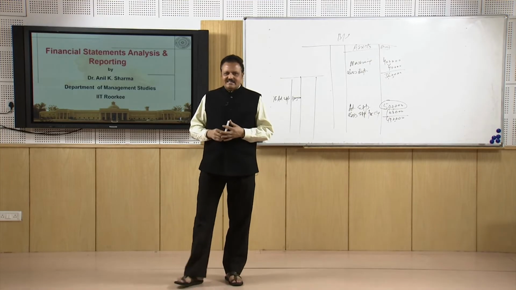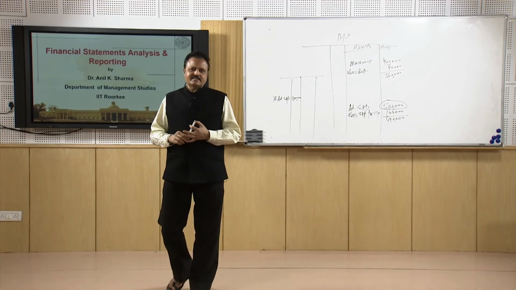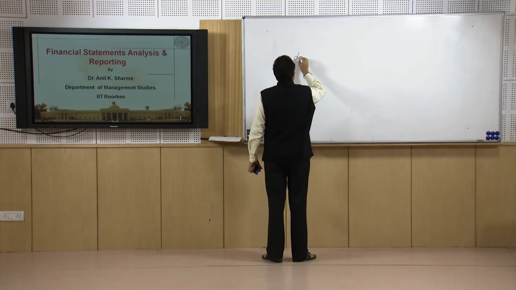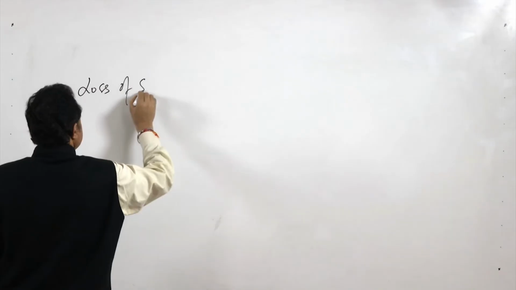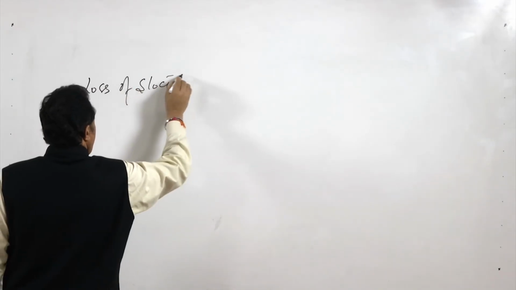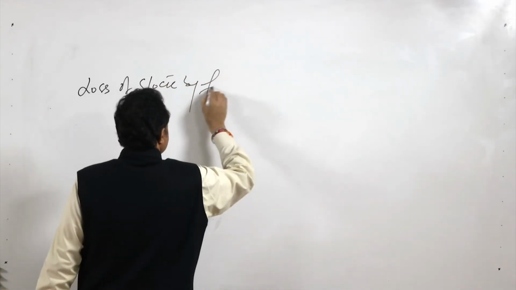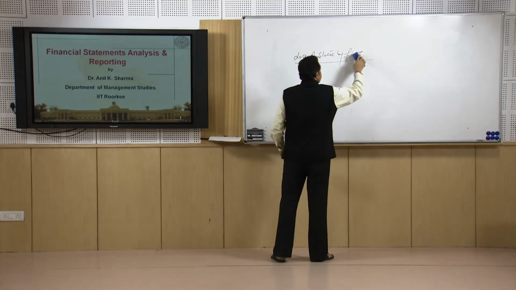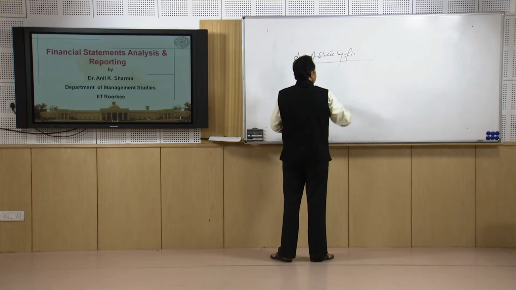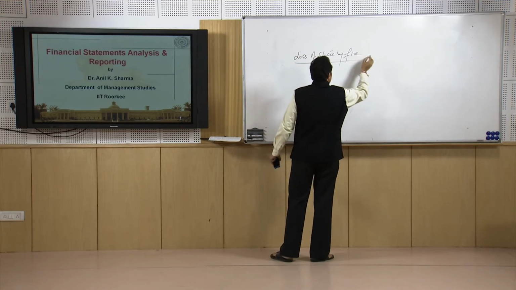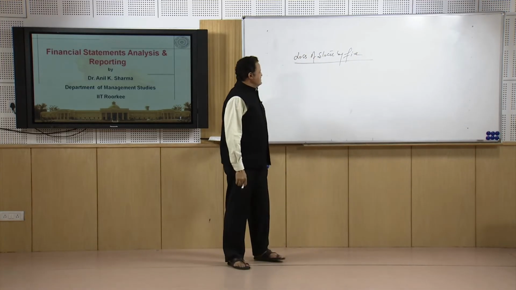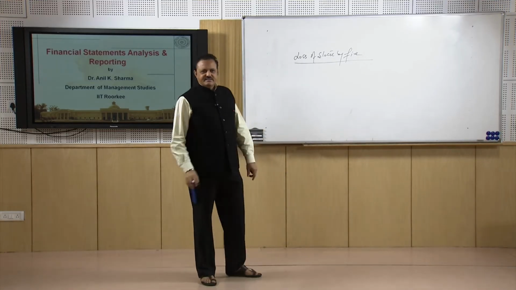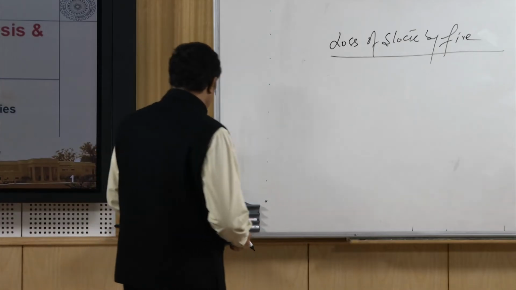Now, the next adjustment we will be talking about is the loss of stock by fire. If any fire occurs in the warehouse of the company and loss of the stock takes place, part of the stock is destroyed. Now, how has that to be treated in the books of accounts, in the financial statements?